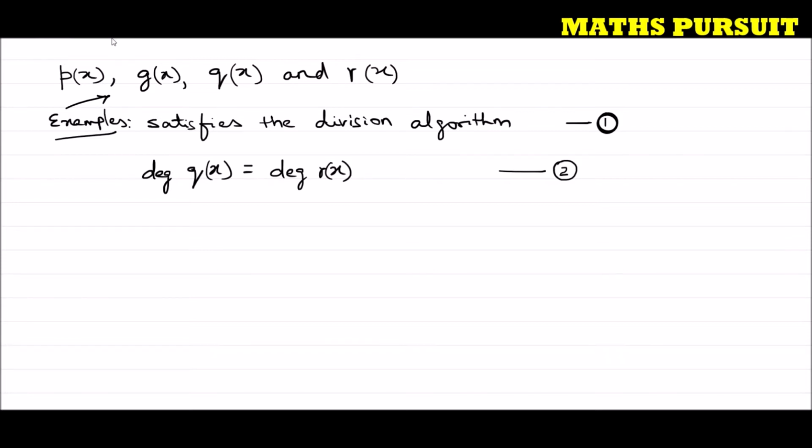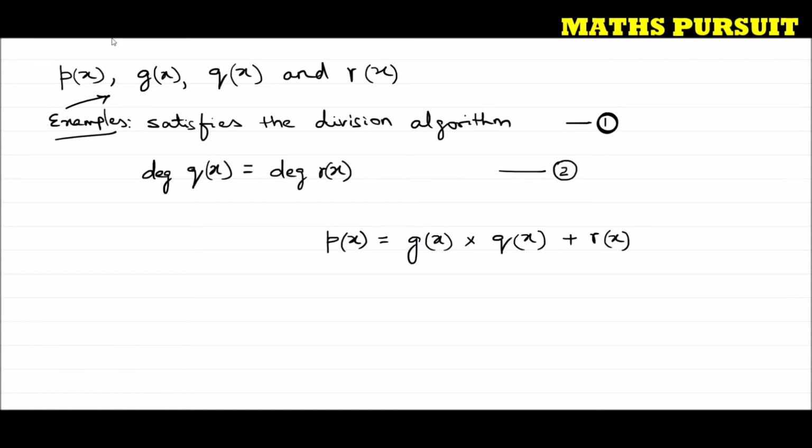Now guys, the most important thing is here. Please focus your attention here. We know the division algorithm, I am writing the division algorithm: p(x) is equal to g(x) into q(x) plus r(x). Almost all of us know that p(x) is equal to g(x) into q(x) plus r(x). This p(x) is the dividend, g(x) is the divisor, q(x) is the quotient and r(x) is the remainder.